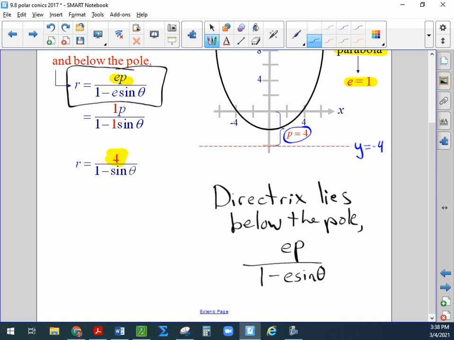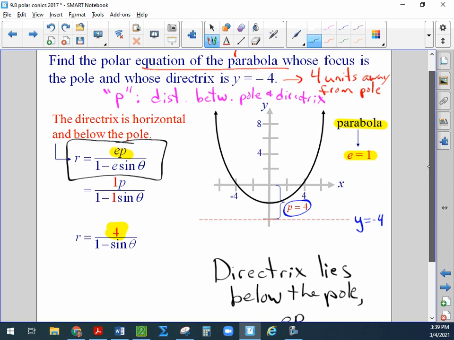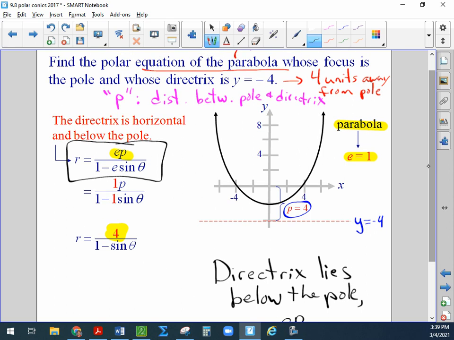If the directrix was above the pole, we would change that to a plus. If the directrix was to the left or to the right, we would use cosine. And so then we're just plugging in all the values. E is equal to 1, P is equal to 4, we've got to plug in E twice, and we're finished with that problem.